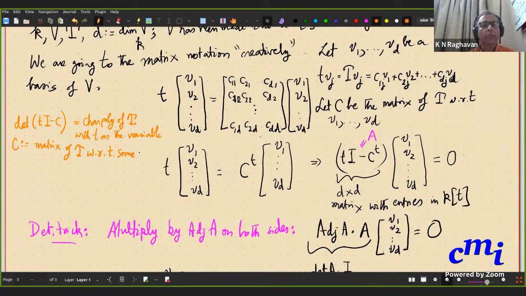It doesn't matter which basis, because if I choose a different basis, any other matrix C prime will be similar to C, meaning TI minus C will be similar to TI minus C prime. Therefore, if I take this determinant, it's not going to matter. I'm going to get the same answer. So, do you agree that this is the characteristic polynomial of T? This is how we define it, right? Correct?